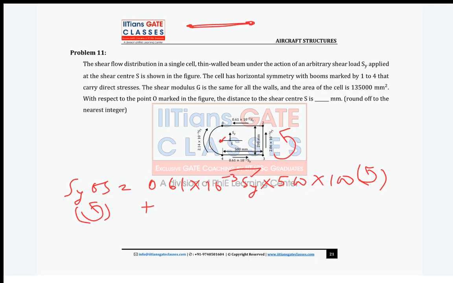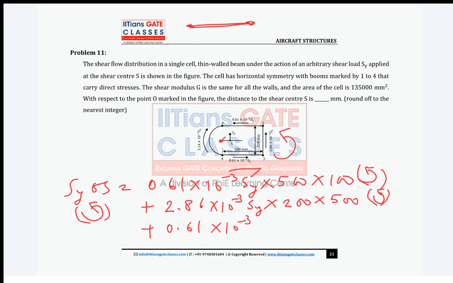So for 3 to 2, what is the shear flow? It is 2.86 into 10 to the power minus 3 into Sy. What is your length? 200. What is your moment arm? 500. What is the sense? Anti-clockwise. Then come 2 to 1. For 2 to 1, it is 0.61 into 10 to the power minus 3 Sy. What is the length? 500. What is the moment arm? 100.